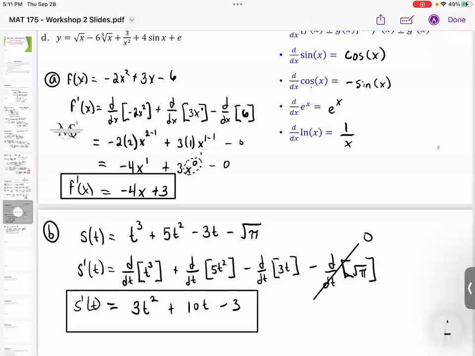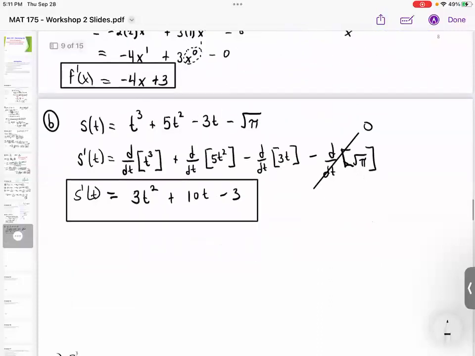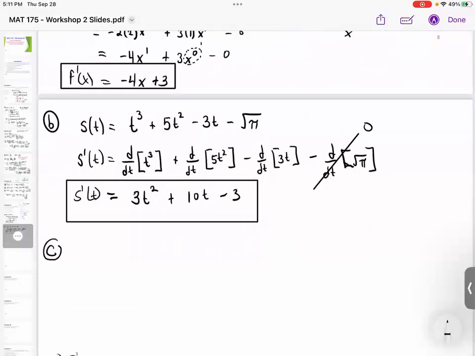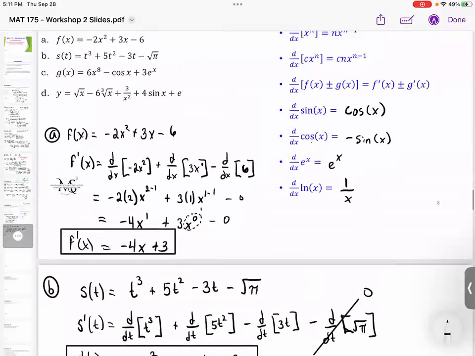All right. Let's look at another example. In this next example that I'm going to show you, sometimes when you deal with functions, you have to rewrite the function and then find your derivative. Okay? So I'll show you with part C what I'm talking about.